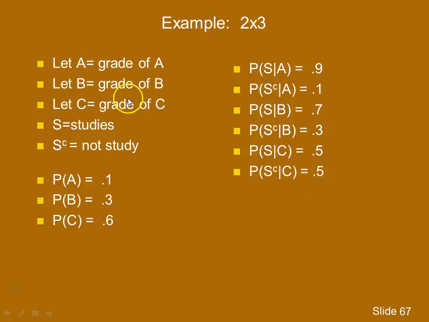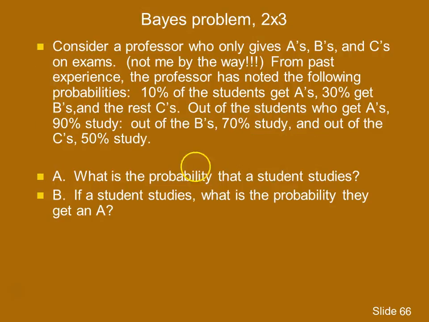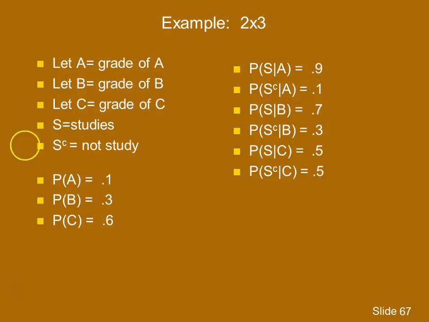I'm going to let A be a grade of A, B be a grade of B, C be a grade of C. You could have used a different notation than that if you wanted to. You just need to realize that each one of those is the complement of the other two. S will stand for studying, S complement not studying. Look back at our given information. 10% get A's, 30% get B's, and the remaining 60% get C's. So those are just going to be right here the probabilities of A's, B's, and C's: 0.1, 0.3, and 0.6.